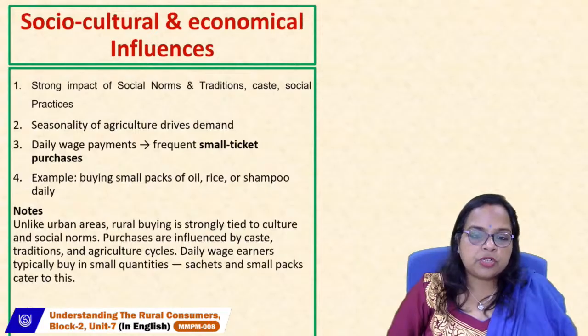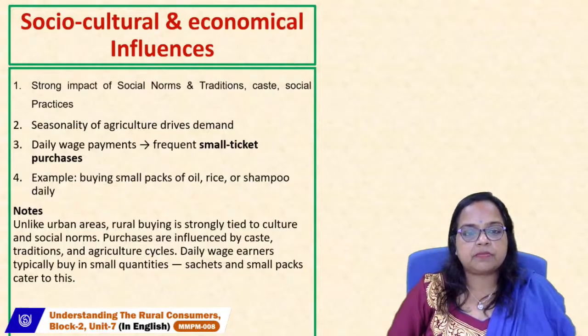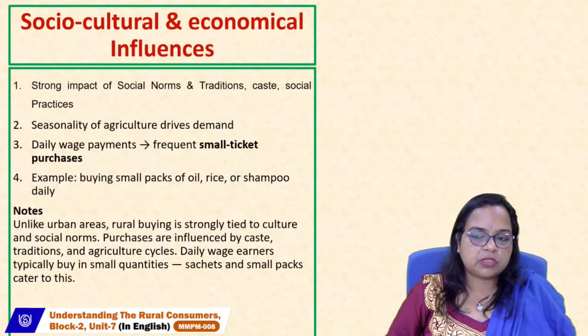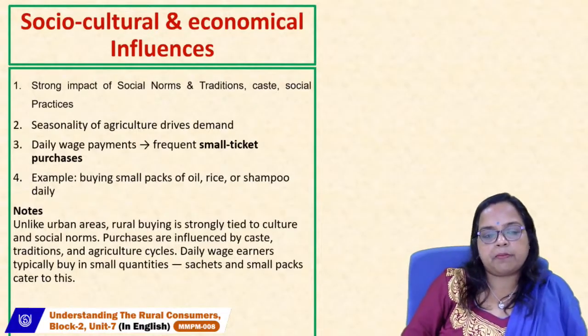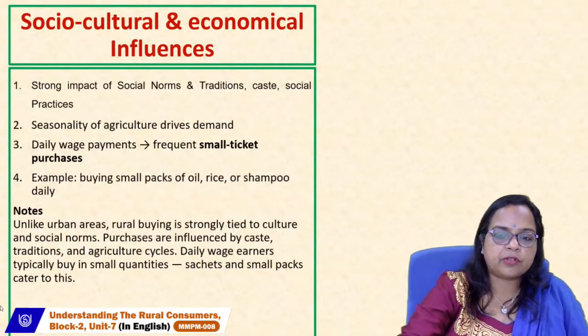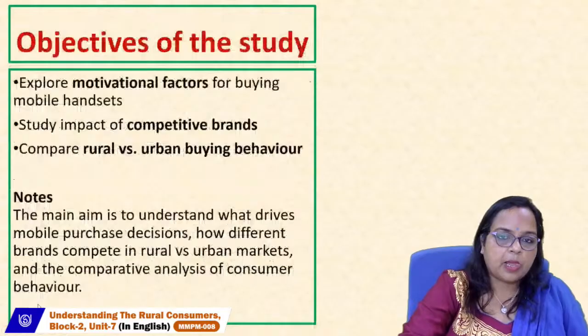Strong impact of social norms. Social norms are equally important for them. They will definitely buy a product that is accepted by their society. They also purchase products as per their social practices. But their income is seasonal, so their buying behavior is always seasonal, which is different from urban buying behavior. They usually purchase small packaged foods like sachets, oil and rice, or shampoo packets for their daily use.